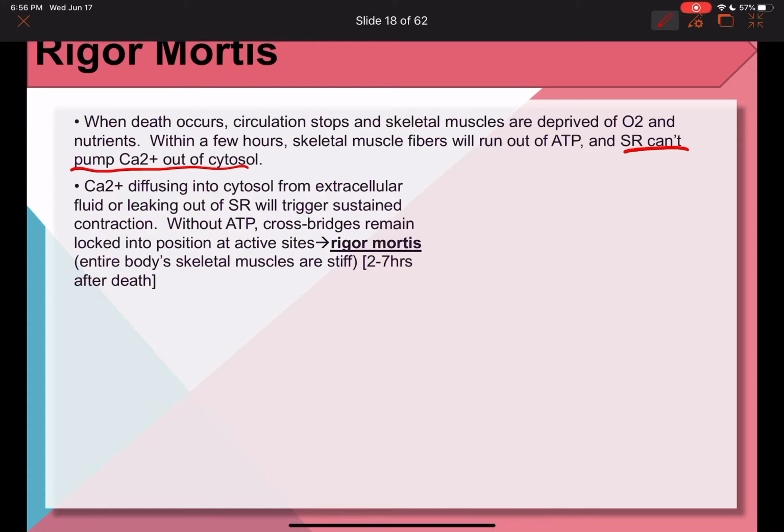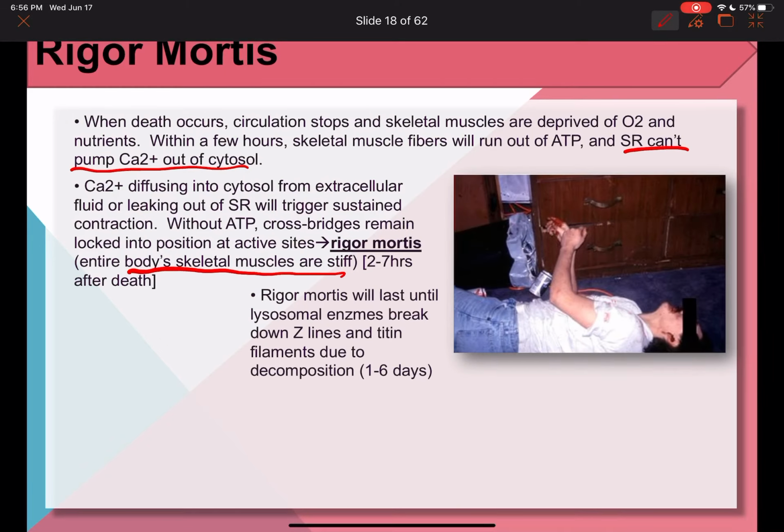Okay, and rigor mortis is when the entire body's skeletal muscles become stiff. This can last 2 to 7 hours after death. That's why once a person dies, the body kind of freezes into that position: your skeletal muscle fibers cannot relax due to the inability to have ATP around. So sometimes you can tell what the person was holding at the time of death due to their rigor mortis. Now, rigor mortis will go away, though.